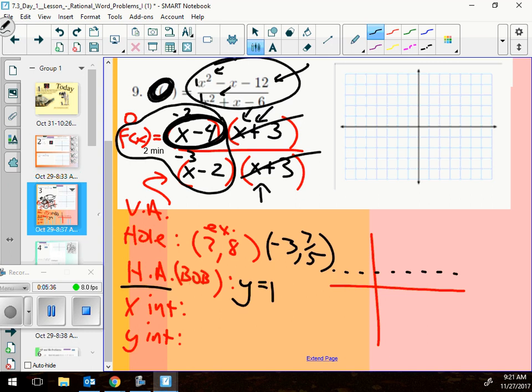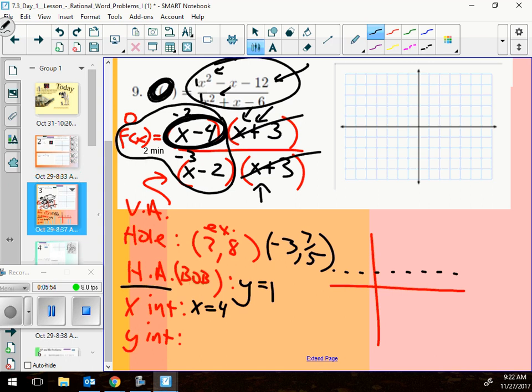So x equals what? 4. The x-intercept should have been at x equals 4. Why not at -3? Because there's a hole. When you stick in -3, there's a hole there, not an x-intercept.